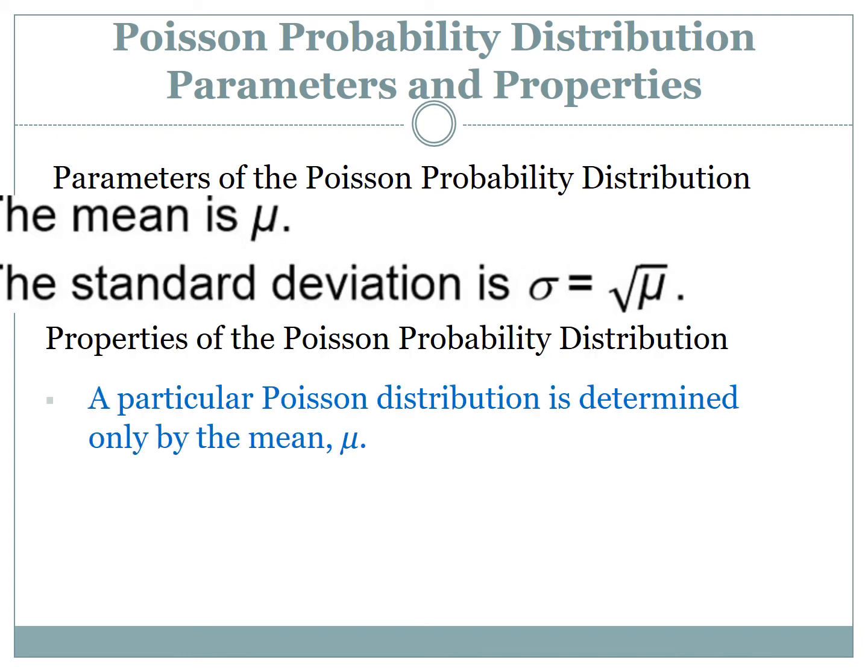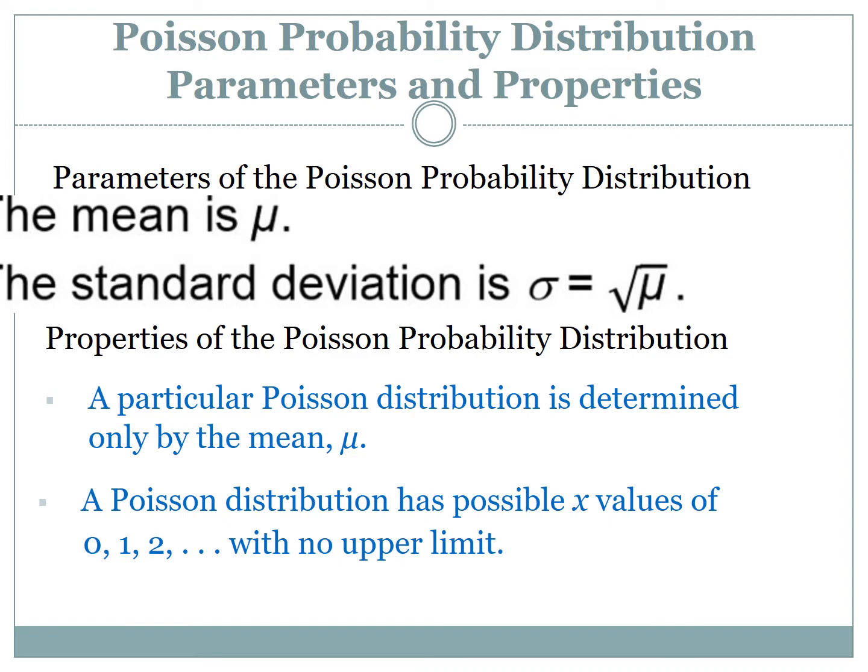So, continuing with the properties, a particular Poisson distribution is determined only by mu. So if I want to describe a Poisson distribution for you, all I have to do is say it's a Poisson distribution and the mean is mu.